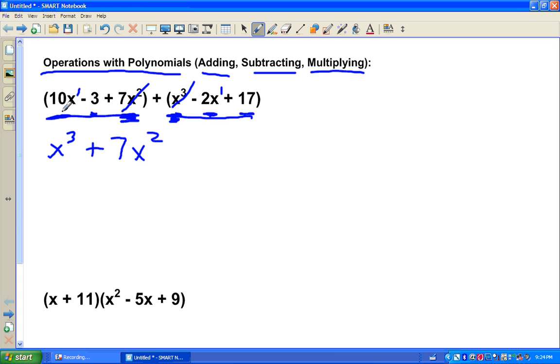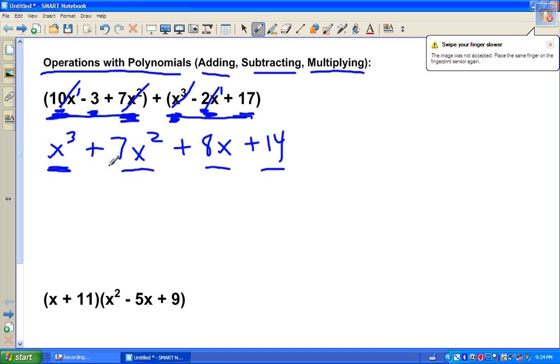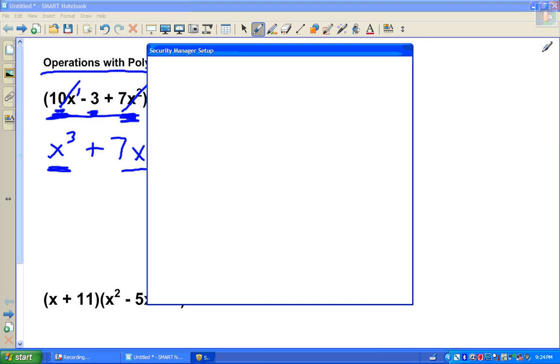Okay, now the only one I got to combine here is I have a plus 10x minus a 2x. So 10 minus 2 is 8. So I'm going to get a plus 8x. Now I've taken care of those two terms. Okay, I've got a minus 3 and a plus 17. So 17 minus 3 is plus 14. And that's it. I have no other like terms that I can simplify. You can't add x's to x squareds or vice versa. You can't add x cubes to these x's.